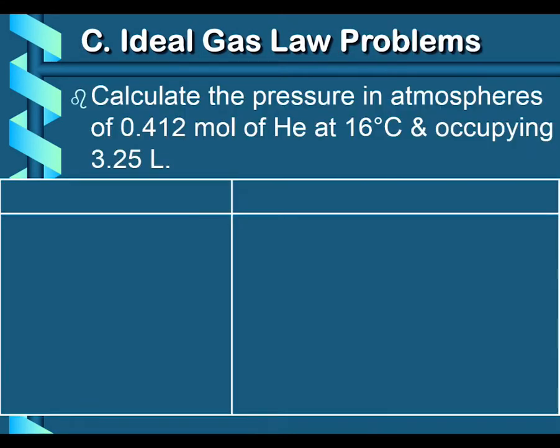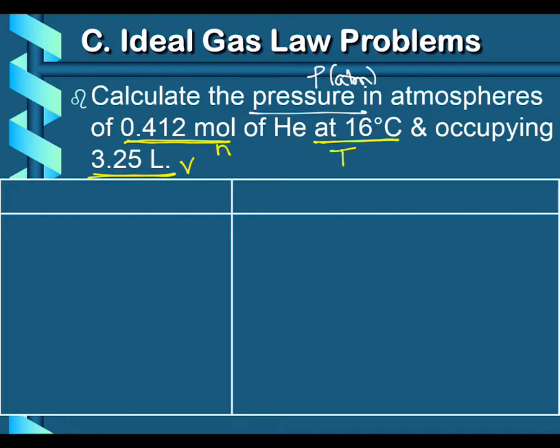So write out this problem and let's go try to solve it. It says calculate the pressure in atmospheres, so it does want it in atmospheres, of 0.412 moles, that's my value of N, of helium, so I know I'm dealing with helium, at 16 degrees Celsius. Well, there's my temperature that will have to be put in Kelvin. Occupying 3.25 liters. I know liters is a volume unit.